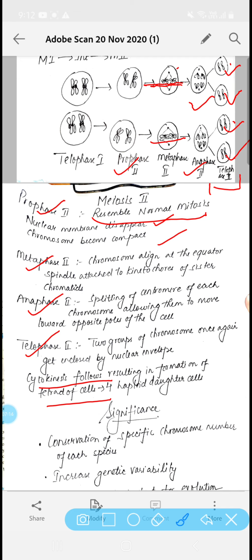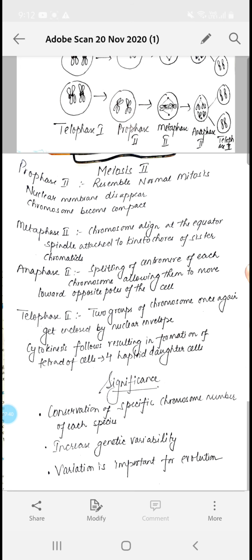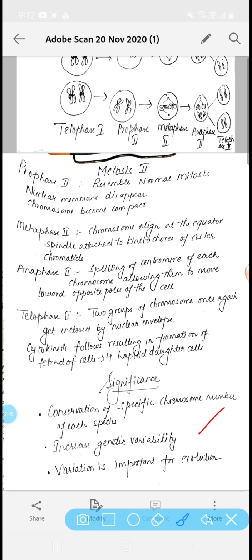Clear? So this was all about meiosis 1 and meiosis 2. I hope you have understood this division process. Now we come to the significance of meiosis. We all know that for the conservation of the specific chromosome number of each species, only meiosis is responsible in sexual reproduction. This meiosis also helps in increasing genetic variability. Why is it increasing genetic variability?